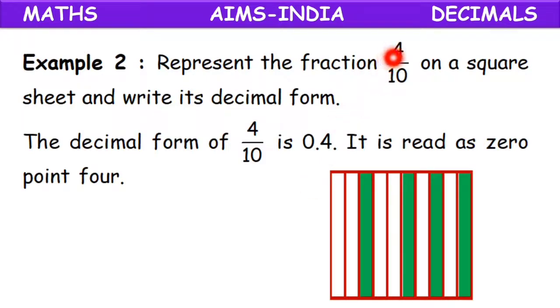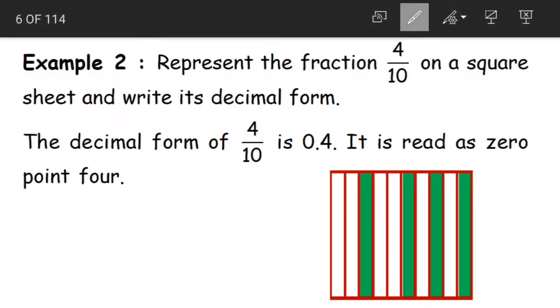In the same way, represent 4 by 10 on a square sheet and write its decimal form. Again, we'll take a square sheet, divide it into 10 parts, and out of 10 only 4 will be shaded, because 4 is the numerator here. Now how to write it as a decimal number?